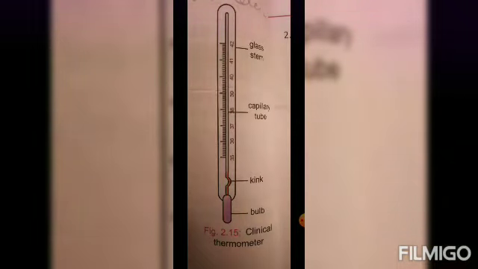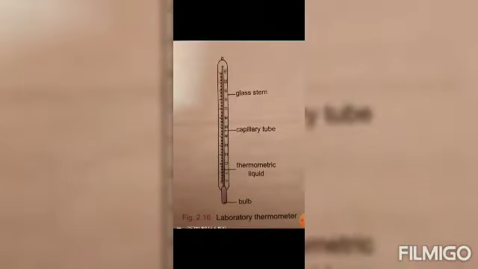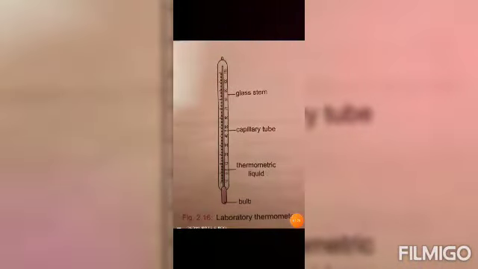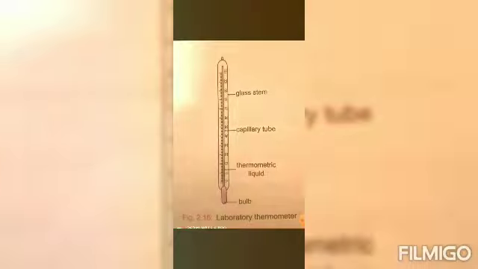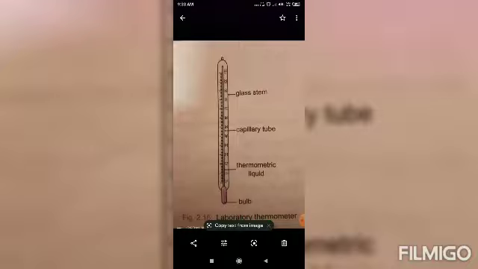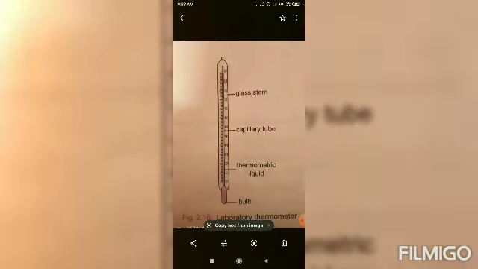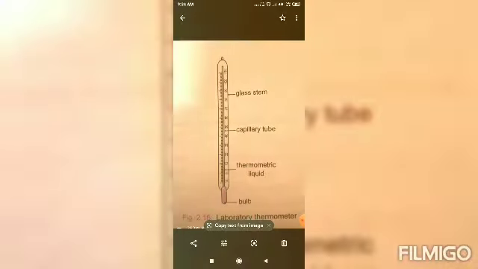So now let's go to the laboratory thermometer. What is the laboratory thermometer used for? A laboratory thermometer is used for measuring the temperature of chemicals in the laboratory. The scale on each stem shows temperature from minus 10 degrees Celsius to 110 degrees Celsius. The construction of the laboratory thermometer is just the same as a clinical thermometer, but the laboratory thermometer does not have a kink.